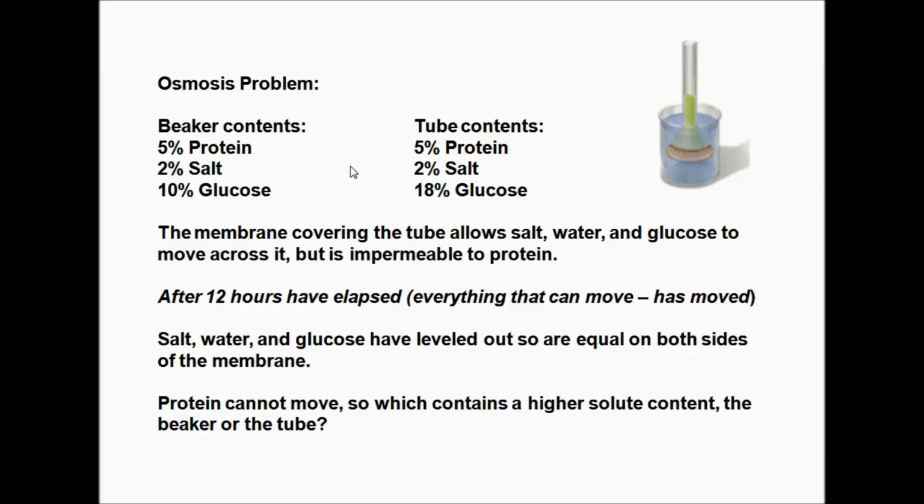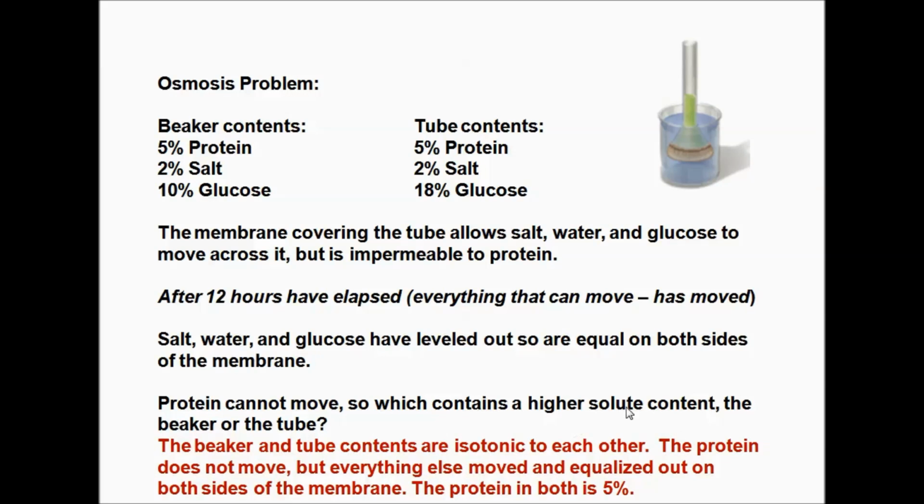Let's do another one. All right, look at our things. They're both 5, 2, 10. This is 5, 2, 18. Once again, we're saying salt, water, and glucose can move. They're going to level out. So what do we have? Isotonic, because protein is going to be equal on both sides because it started out that way. And that's the one that's not going to move through there.